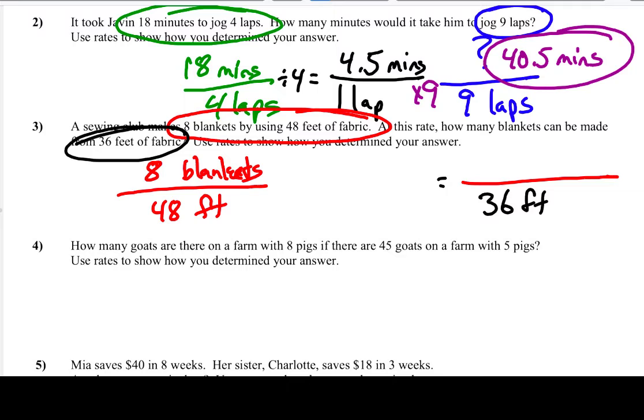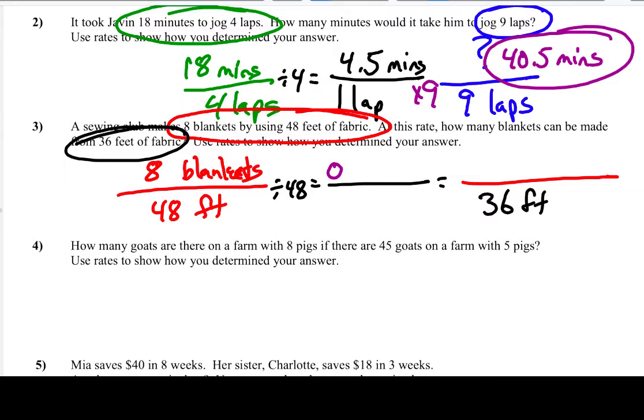Okay. If you can find a way to go from 48 to 36 by multiplying or dividing, go for it. But most of us are going to have a tough time going from 48 to 36. So instead, we're going to make it into a unit rate. Listen carefully for this next part because it's kind of important. So I'm going to divide by 48, and you're going to notice you get a big, long, ugly decimal.